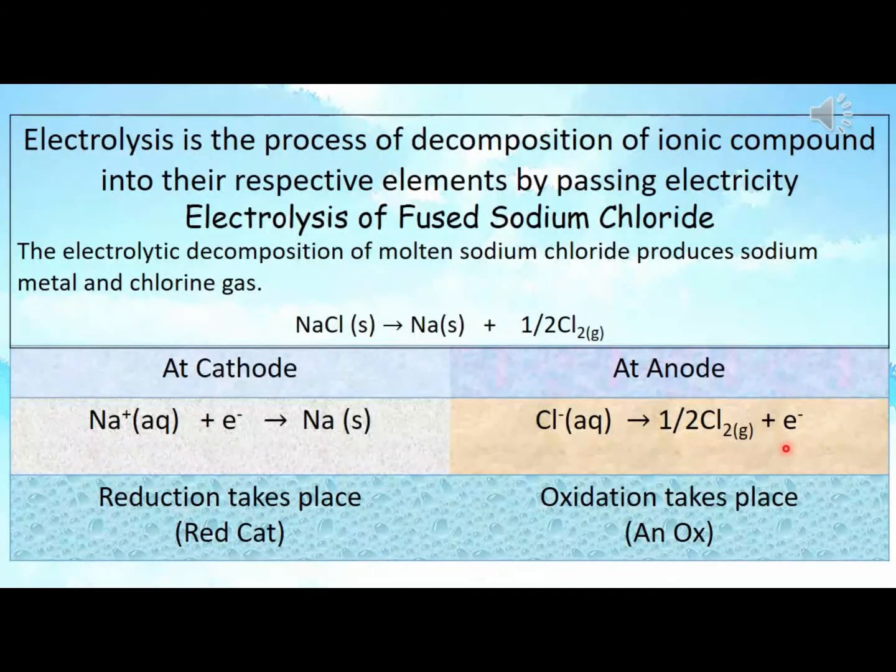At cathode, the cation, that is Na+ ion, accepts an electron and gets reduced to metallic sodium. At anode, the anion, that is Cl- ion, loses its electron and is converted into chlorine gas. So at cathode, sodium is liberated, and at anode, chlorine gas is liberated.